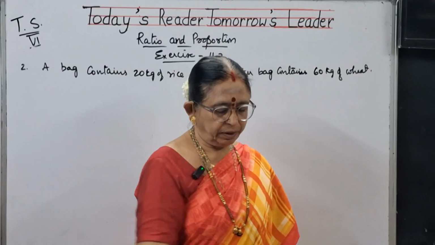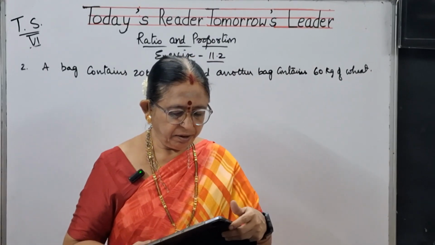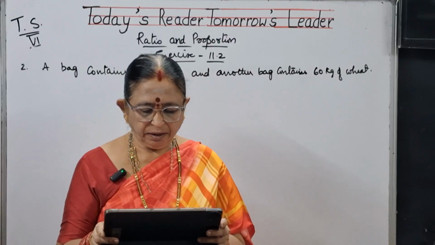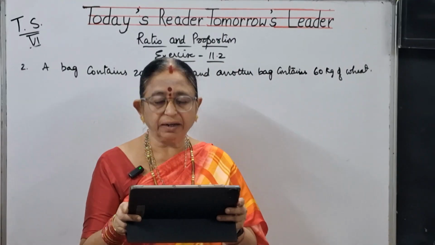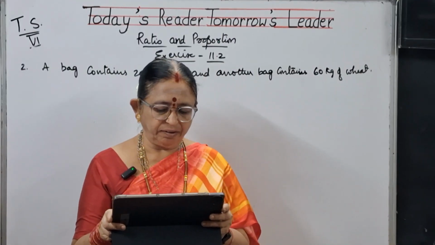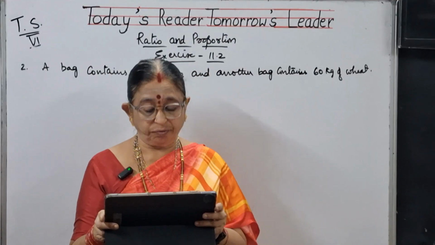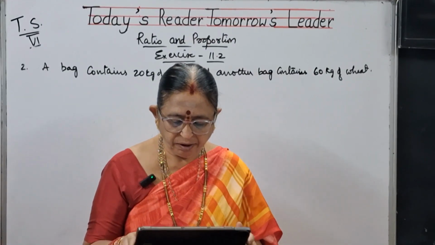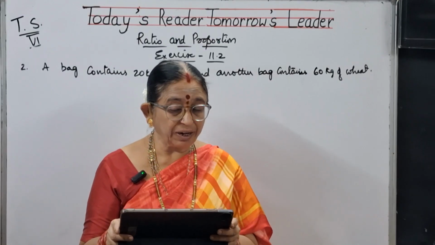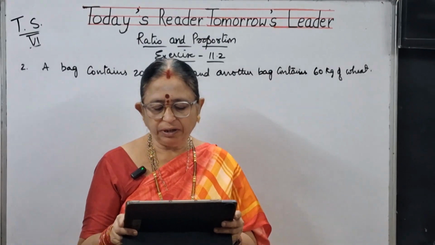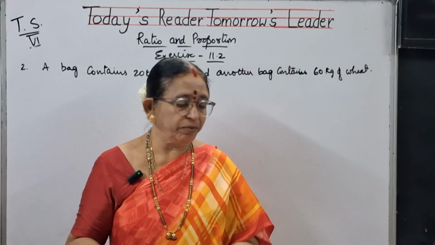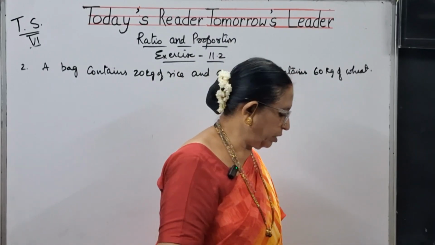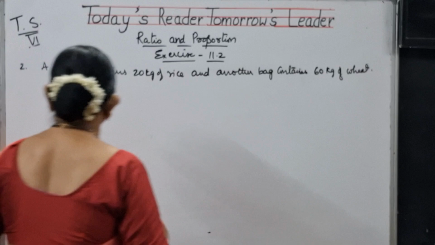Second problem, children. A bag contains 20 kgs of rice and another bag contains 60 kgs of wheat. Find the ratio of the amount of rice to that of wheat. What is the ratio of rice to total weight? So they are asking two things. The first bit is rice to that of wheat.